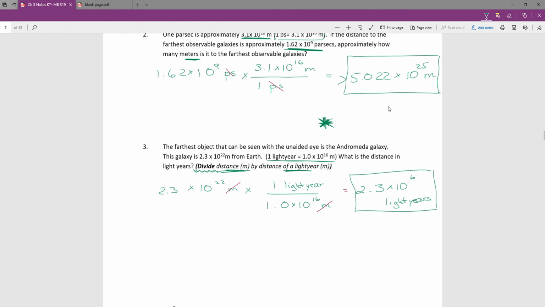And in these ones, really the skill we're working on is running your calculator with the scientific notation and recognizing that they are equivalent values. We're just writing them in a different way between standard form and scientific notation.